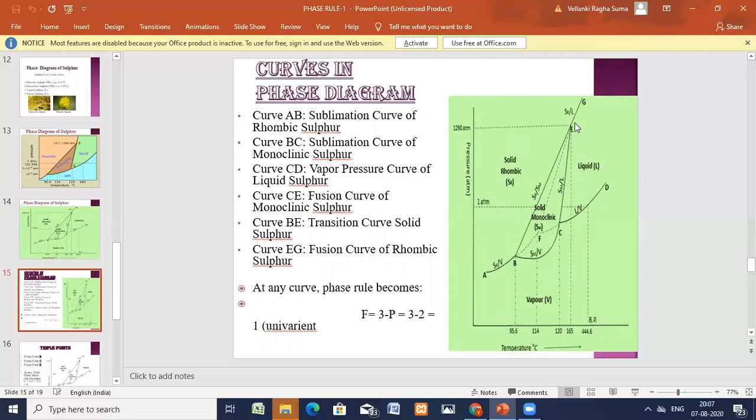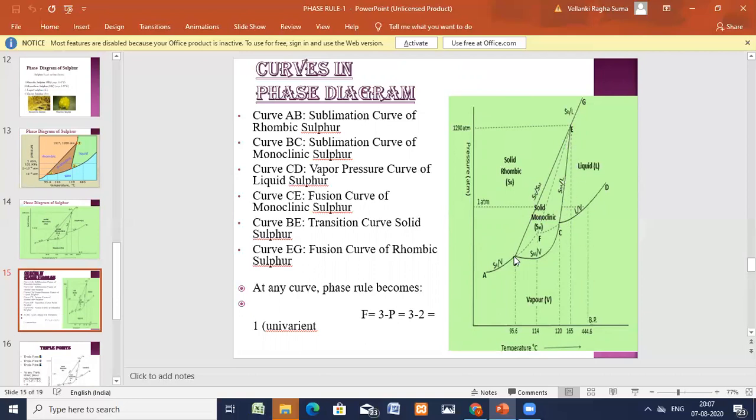Now, CE, this is the fusion curve. The solid monoclinic sulfur is converting to the liquid. Here, CE is the fusion of the monoclinic sulfur.